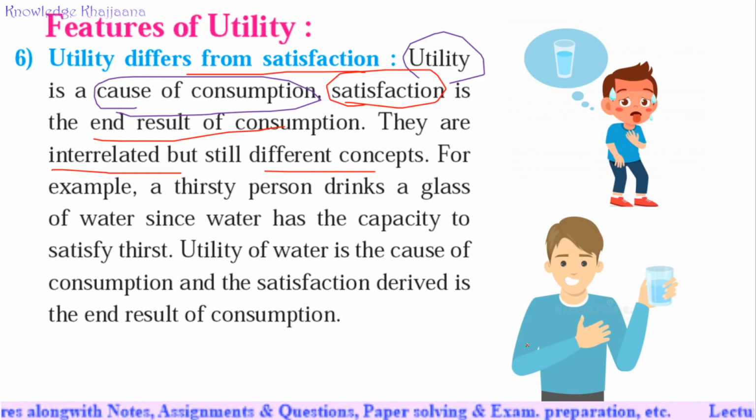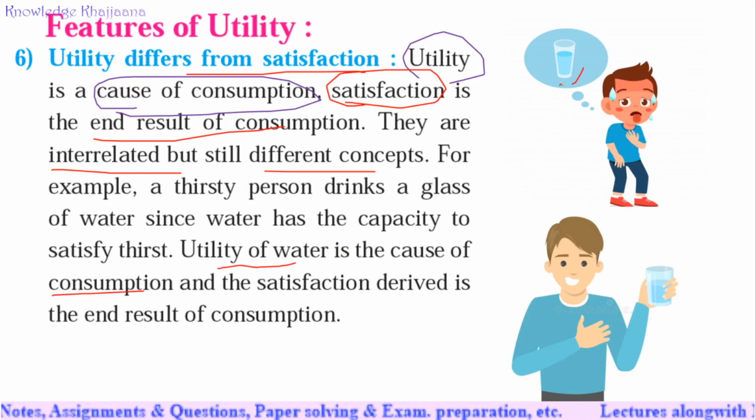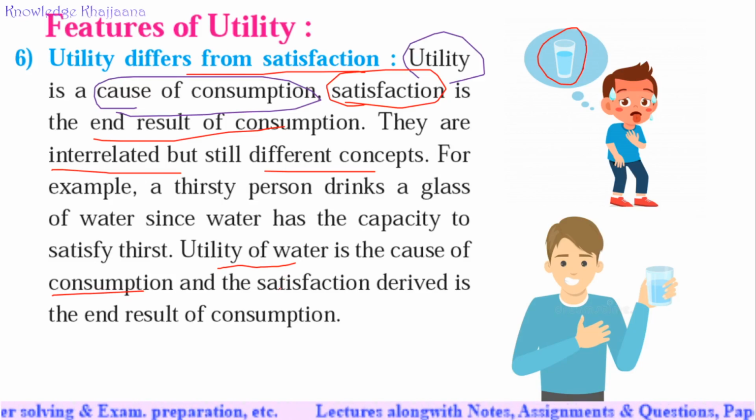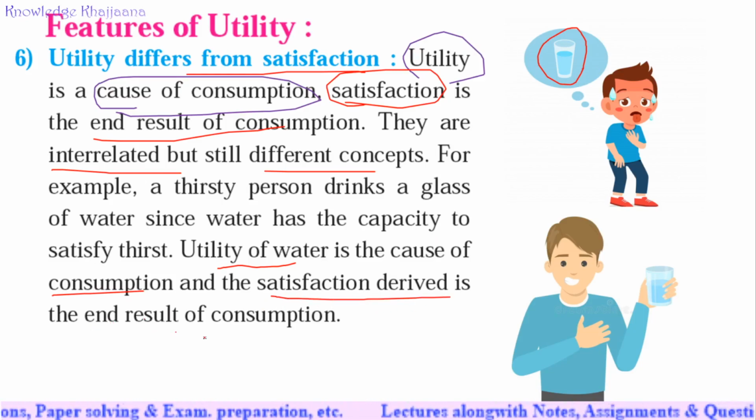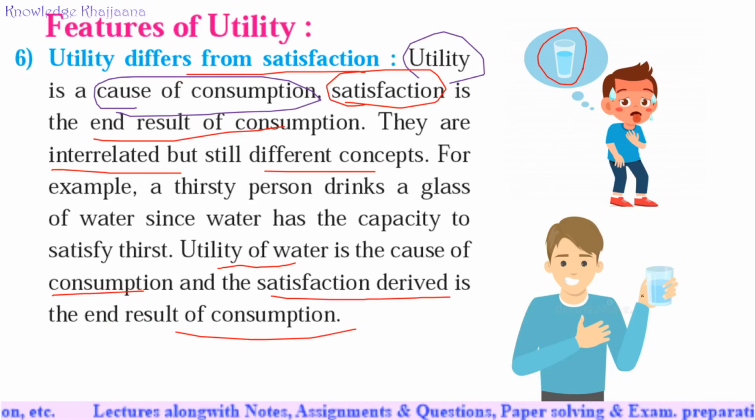But the utility of water is the cause of consumption, right? What is the cause of consumption? Utility, because the utility has been hidden in this glass of water. So the utility of water is the cause of the consumption, because he wants the water because it has the utility. But satisfaction is derived when he consumes it. So satisfaction is the end result of the consumption. Okay, I will explain to you. See, utility is the starting point, and satisfaction is the climax.